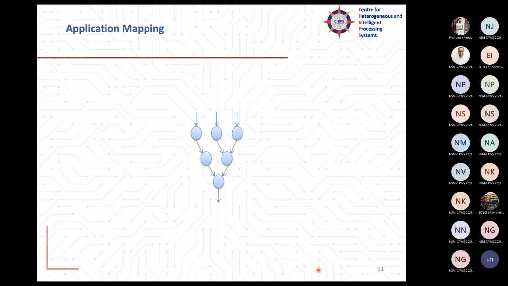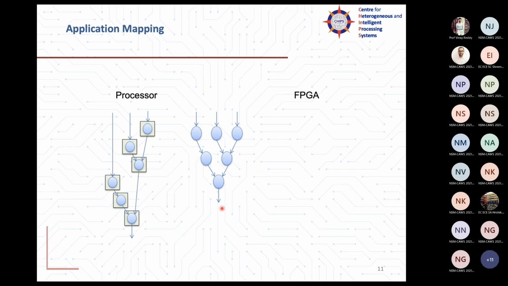Let's say we have an application which looks like this. I have a number of operations and there is some kind of dependency, and finally I have an outcome. So I have some inputs arriving, I have to perform some kind of operations, and then I have an output. Now, how is this performed on a processor? I have an ALU and I have to do it one after the other. So it's a sequential operation no matter what.